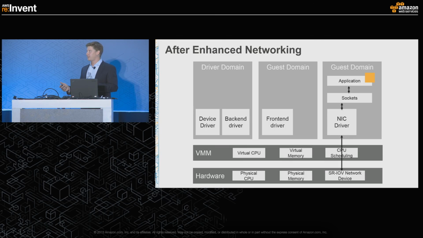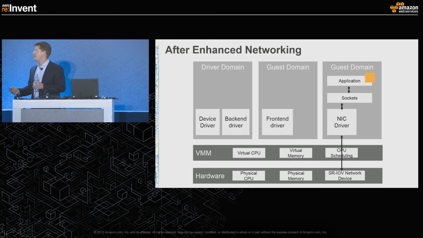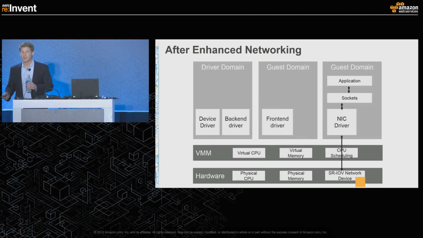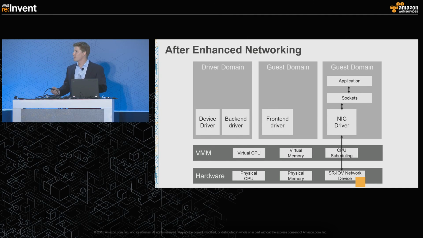And so after enhanced networking, you've got a different paradigm. The data goes from the application to the NIC driver within the guest, straight to the SR-IOV network device. In our case, what we have today is the Intel 82599 network driver. It's included in Amazon Linux, and you can also download it and install it on your own.